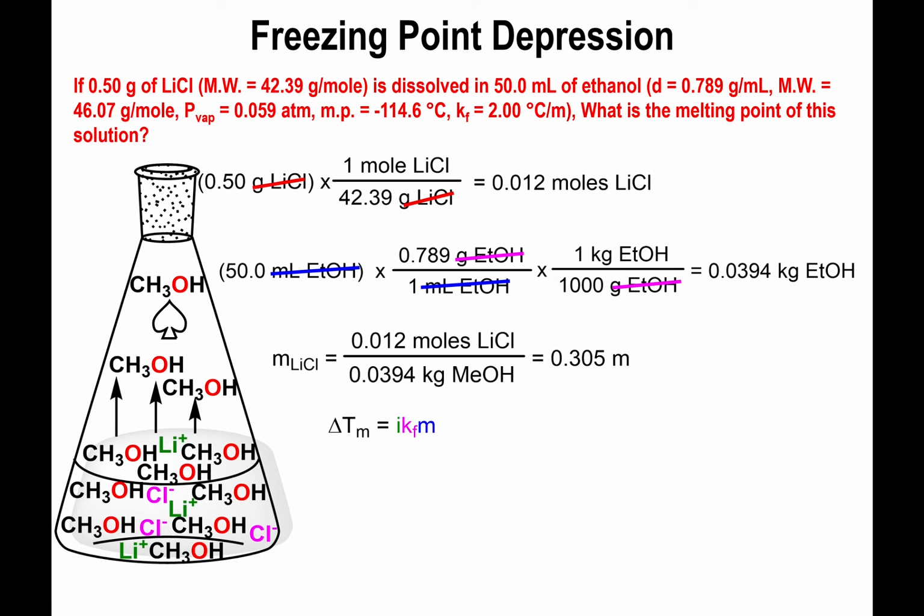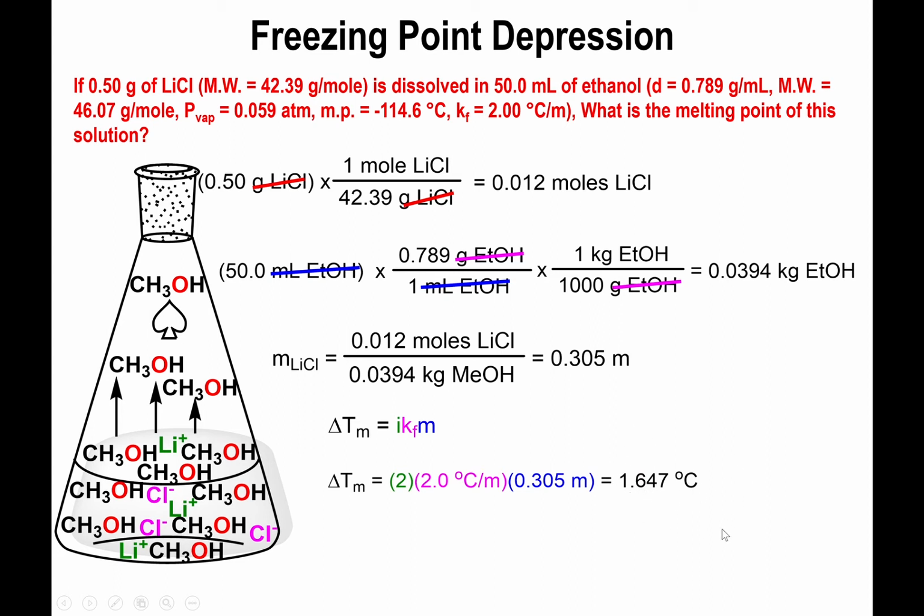Okay, now we use the formula. The freezing point change in temperature is given by i Kf m. Kf given in the problem itself is 2 degrees Celsius per molal. The value of i, since this is lithium chloride, is 2 because we have 2 ions present, and the molality is 0.305. So the change in temperature is 1.647.